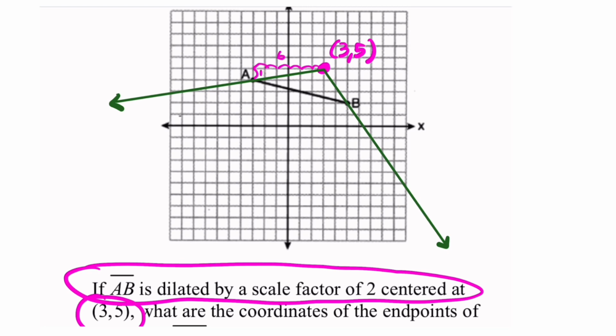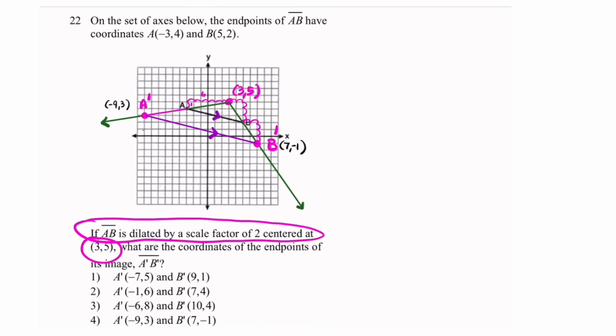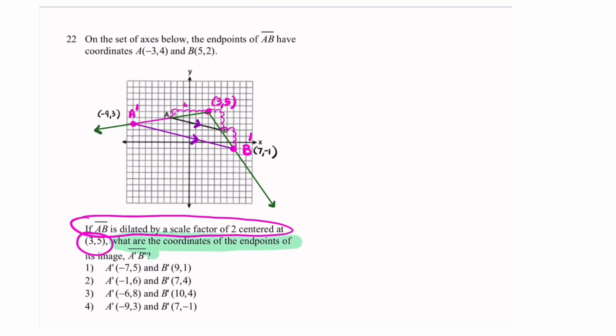Now, using the rise and the run from the center to A, and counting the same thing to the new point, we'll do the same thing for point B, counting the rise and the run to point B from the center, and doing that from B to B prime. Connecting our new two points, we have two parallel lines, which indicates we did it right. And reading the new coordinates off of our grid, A prime is (-9,3), and B prime is (7,-1). That's going to give us choice 4, and that one, you really have to map it out on the grid.